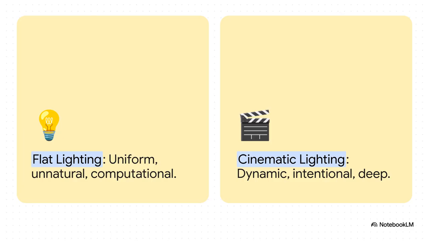To get true cinematic quality, we need cinematic lighting. This is dynamic, it's intentional, and it brings real emotional depth. You need to craft your prompts to demand shadows. Ask for the harsh, high-contrast light of a street lamp, or maybe the soft golden warmth of a sunset. You have to direct the light to direct the emotion.